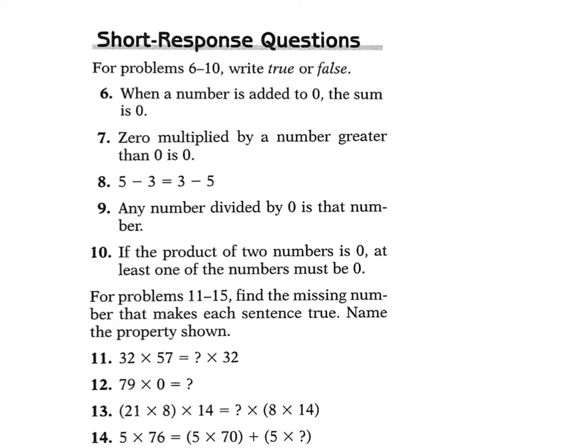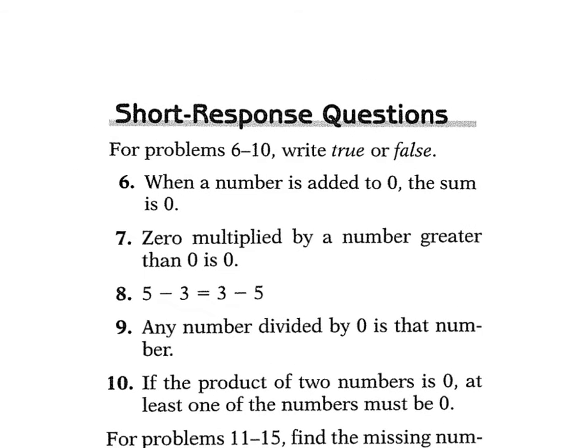For some examples that are not done for us, for 6 through 10, we're writing true or false. So for 6 says, when a number is added to 0, the sum is 0. That's false. It would be that number that's added to 0. For 7, it says 0 multiplied by a number greater than 0 is 0. That's true, because 0 times anything is 0.